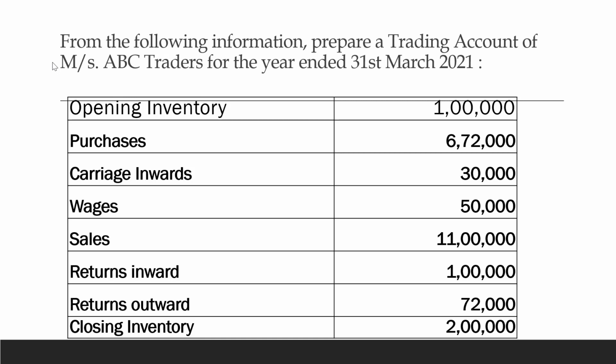Then return inwards, which means that you sold 11 lakhs, but 1 lakh goods were returned by your customers. So return inwards are basically related to your sales, how much of goods you have received back. Return outwards would be out of your purchases. That means return inward will be coming from your customers, and return outward will be whatever you have purchased and sent back to your supplier because you didn't find the goods to be good. You're not going to sell them, so you just return them back.